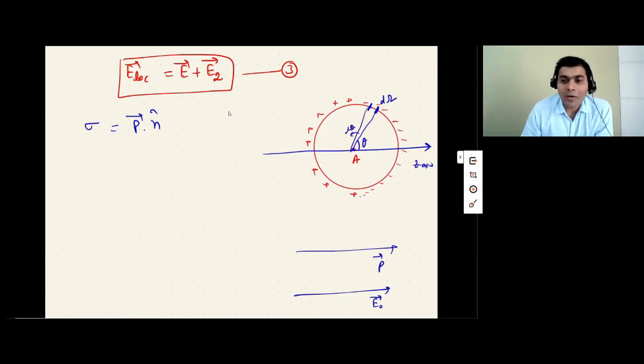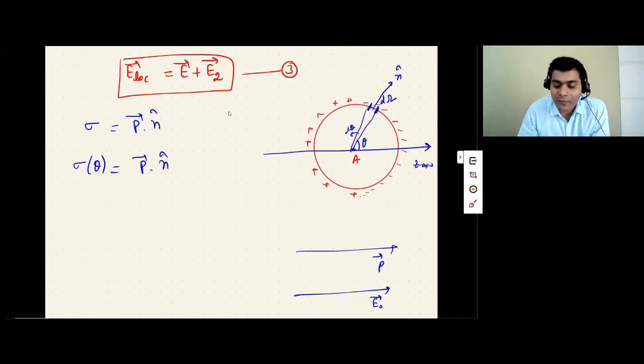What is the amount of charge on the d omega element? That can be calculated if I know sigma theta, that is, the surface charge density at angle theta, which can be calculated as P dot n hat, where n hat is the normal vector, the area vector, normal to the surface. Now, what will be the direction of the electric field at point A due to this surface charge? This will be in this direction only, because I have to put the positive charge, so it will be in this direction only.